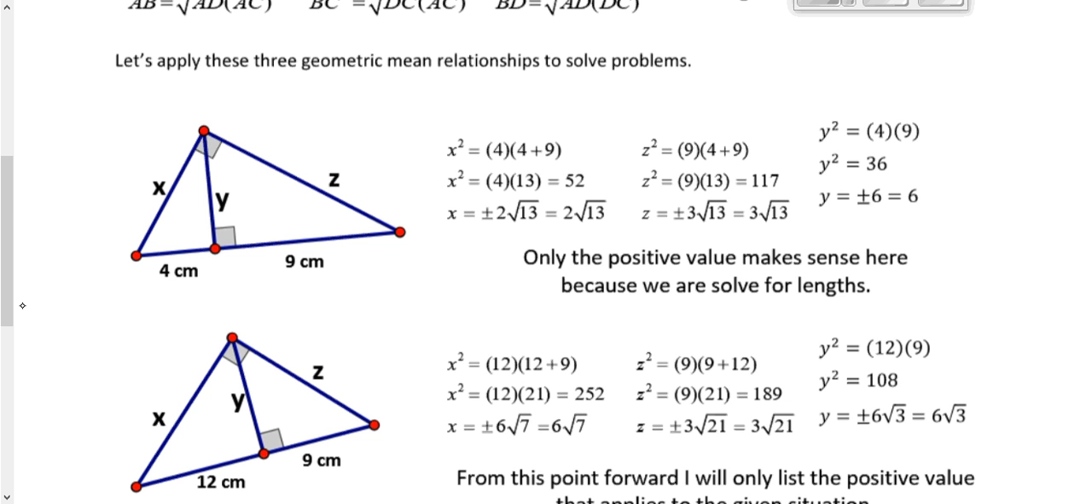So let's find x, y, and z. Okay? Now to find x, which of those three cases was it? 1, 2, or 3? Huh? 3. It was 3. Or 2 if you flip it around, right? Remember, 2 and 3 are really kind of the same, right? So x is the geometric mean between what two numbers, guys?